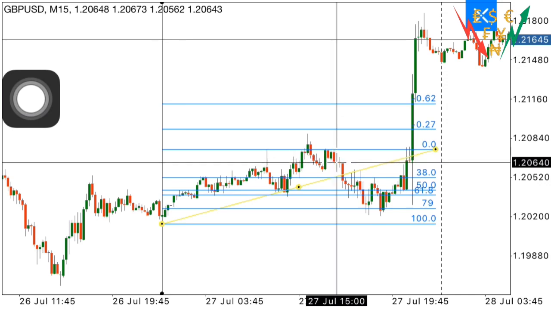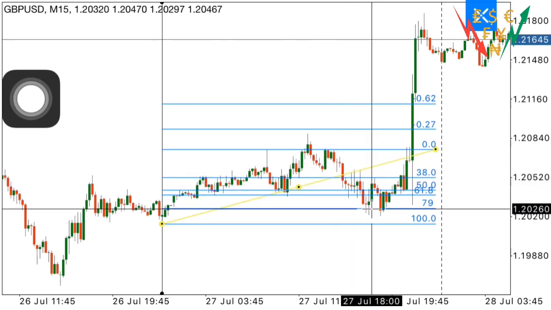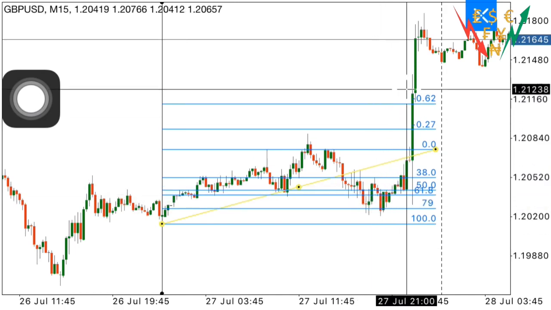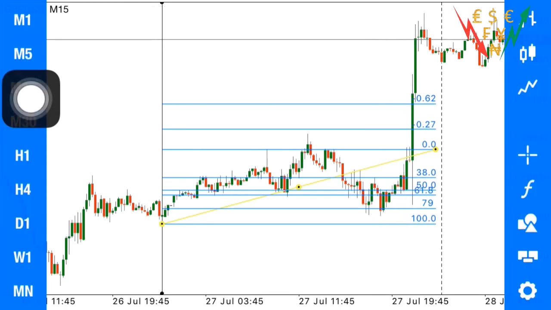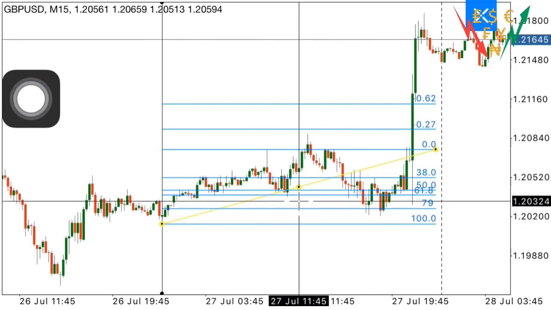So you can see price actually making its way to the downside, and price actually came down to the 79, and then at the end of the New York session you find this massive move to the upside. Okay, now we've gotten this. We see price actually breaking this.